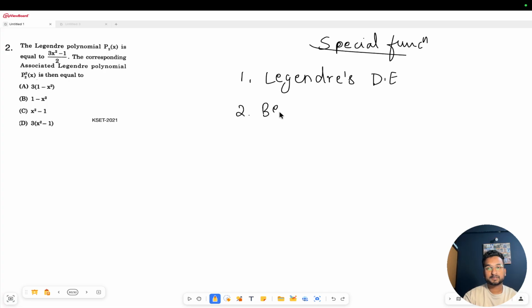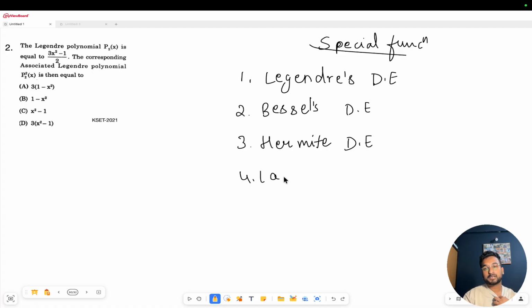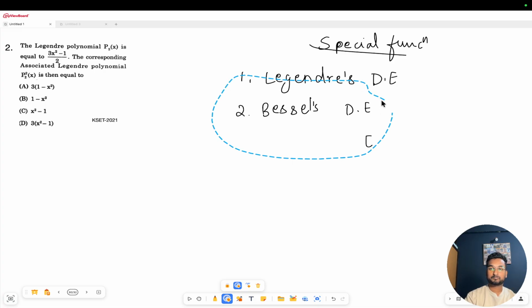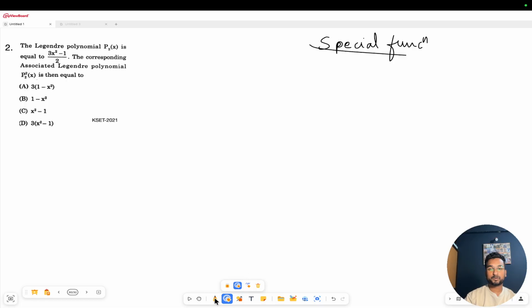The second is Bessel's differential equation. The third one is the Hermite polynomial or Hermite differential equation, and the fourth one is the Laguerre differential equation. So you do these two by yourself, just go through the internet, you will get those things. Now we will discuss first the Legendre polynomial, or Legendre differential equation.